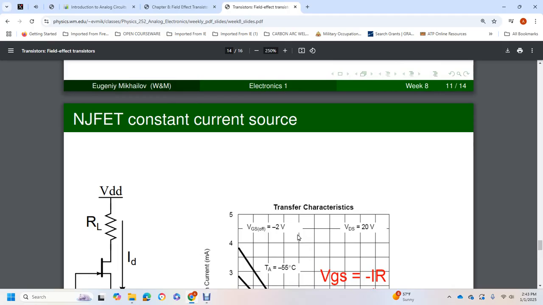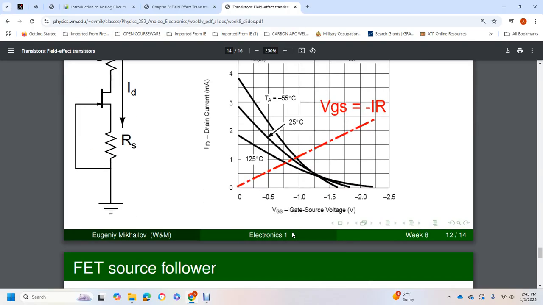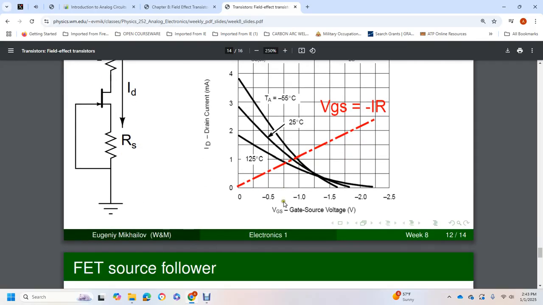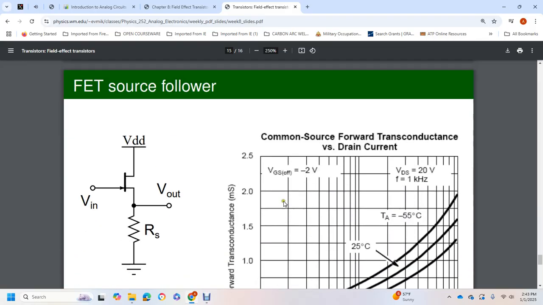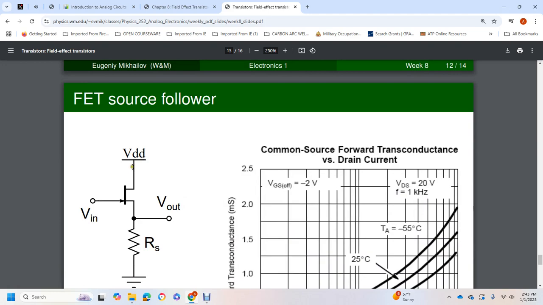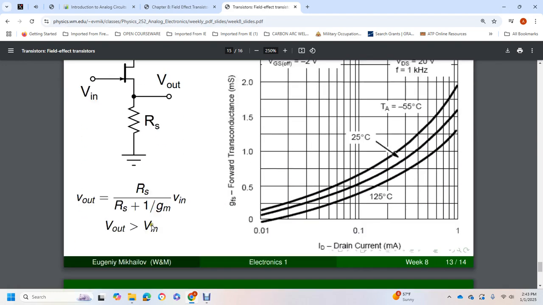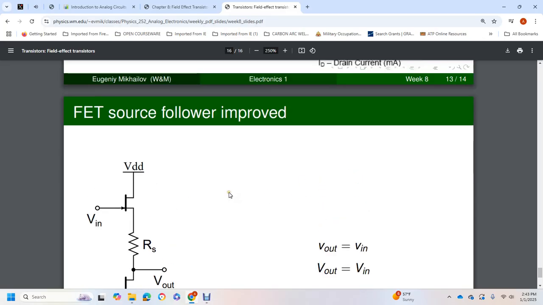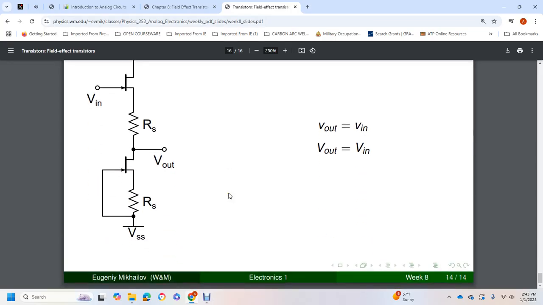Negative junction field effect transistor constant current source. It shows V_DD, a resistor, drain current, gate, and source resistor. Then the field effect transistor source follower with voltage in, voltage out, and source resistor. Voltage out equals voltage in. And that's the field effect transistor.